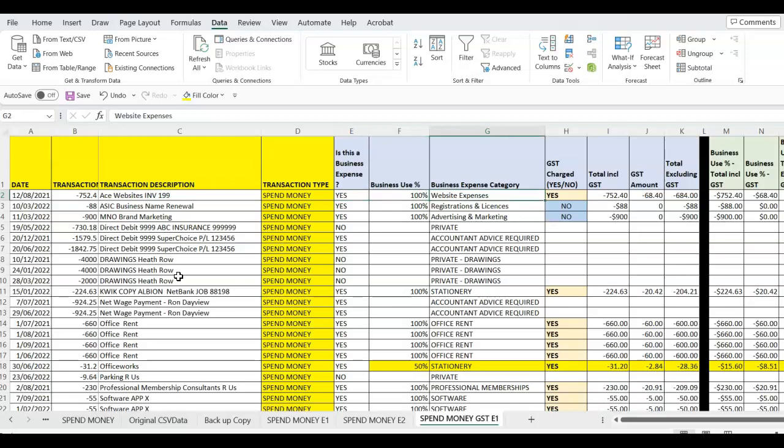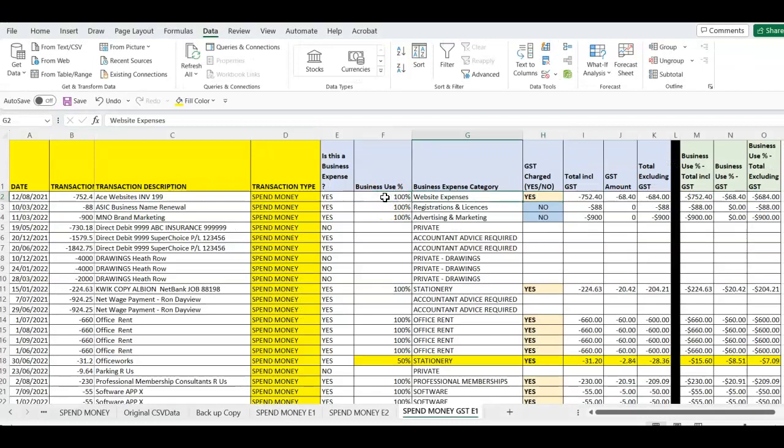We've categorized them as spend money transactions, and then we're looking to add extra columns to identify whether the transaction is a business expense, the business category, the business use percentage, whether GST was charged, the total including GST, the GST amount, the total excluding GST, and then the green columns on the far right is the business use percentage applied against those different transaction amount portions. So this is an example of what it will look like in the end.